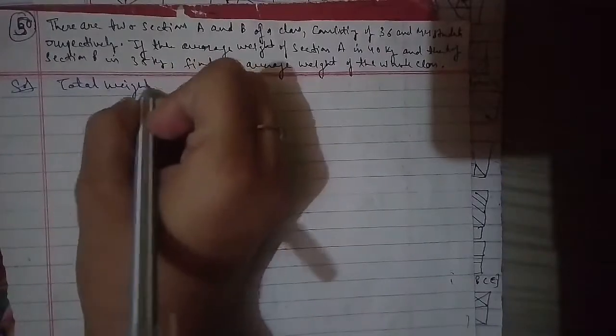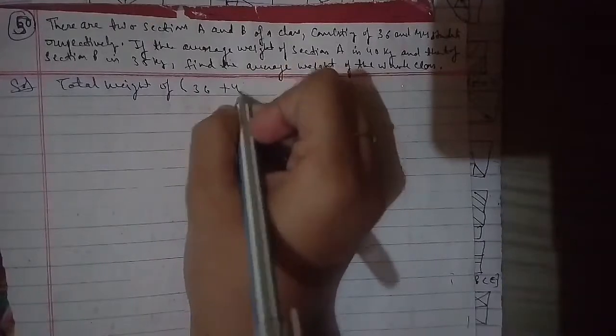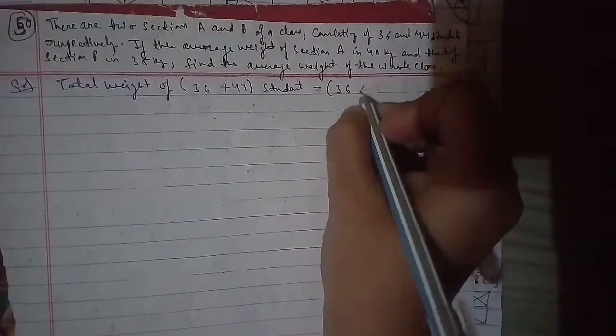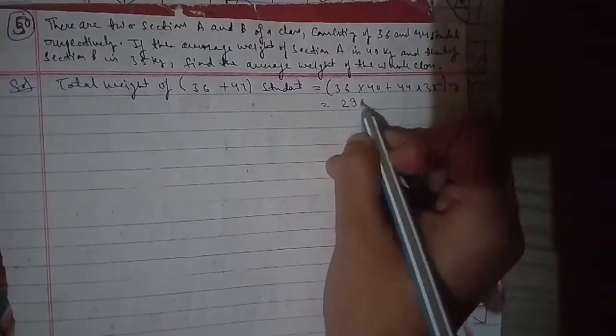So first of all, as I told you many times during the classes, you have to consider the question carefully. Total weight of 36 plus 44 students equals 36 into 40 plus 44 into 35 kg, which equals 2980 kg here.